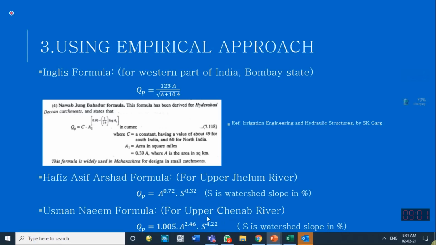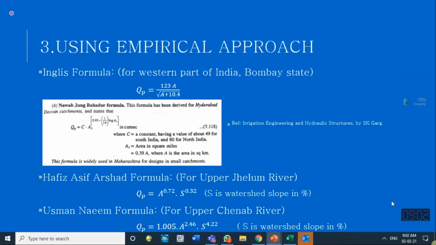Similarly, for the Upper Chenab area, Usman Naeem, who is an associate professor in Taxila, worked over here in UET also, and is a BSc graduate from Civil. So QP is 1.005, A power 2.46, S power 4.22. Similarly for other areas, if it is a smaller area or smaller project like culverts or small bridges, you can use the rational method.